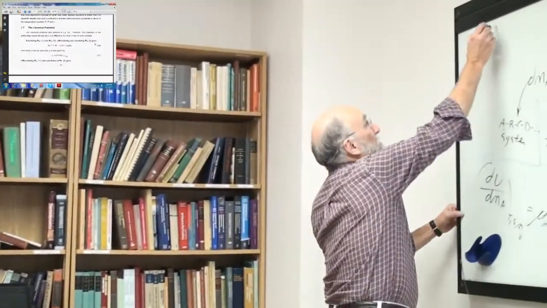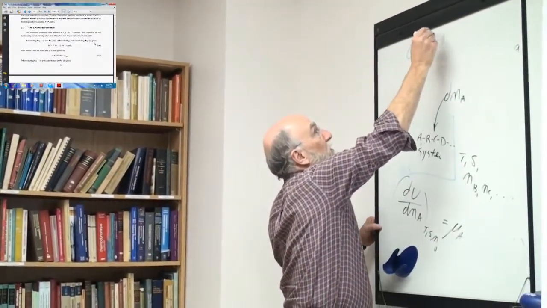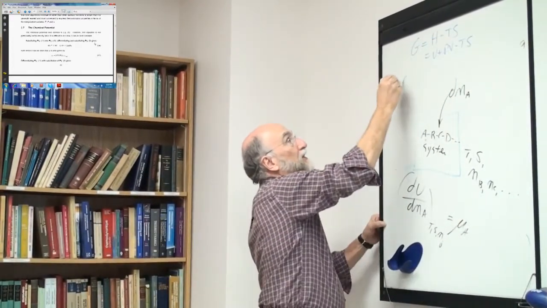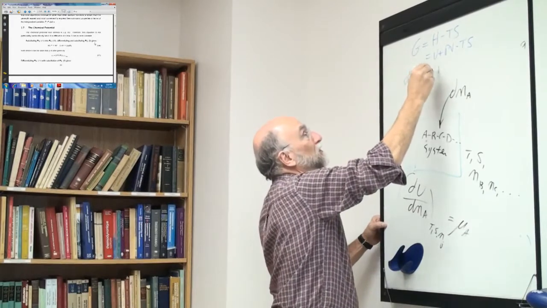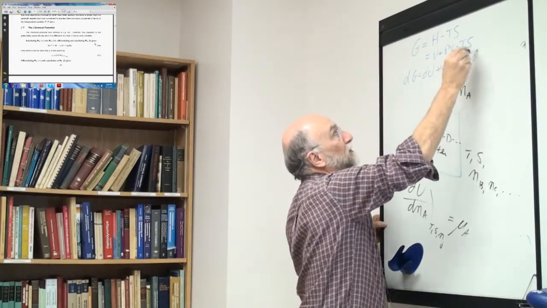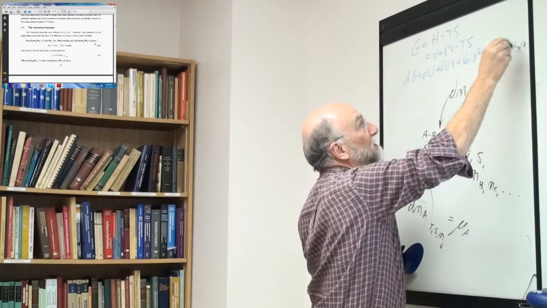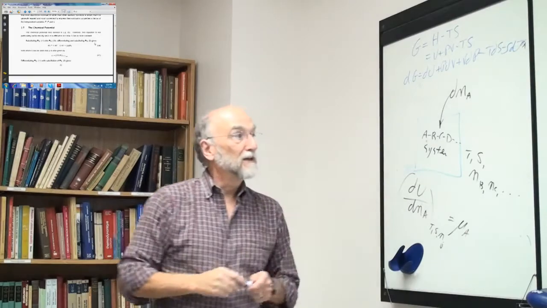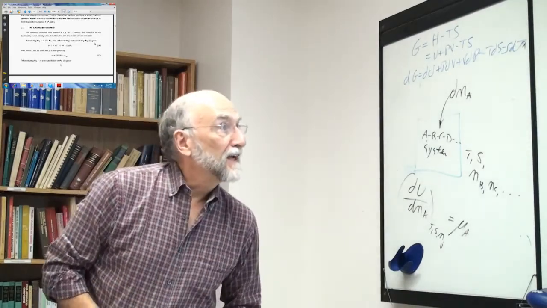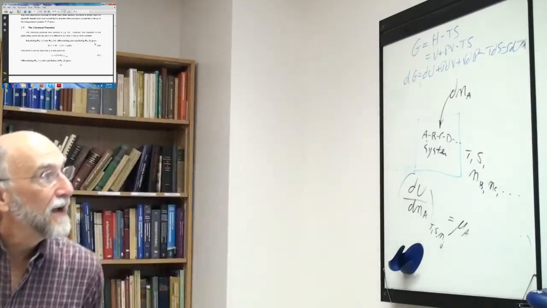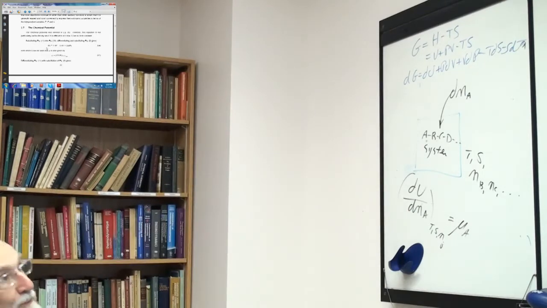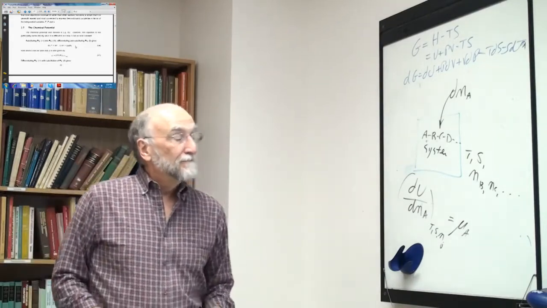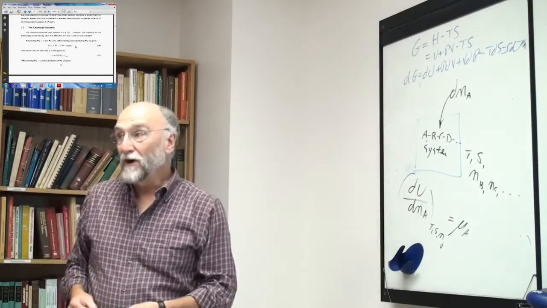What I'm doing here is I'm taking G is H minus TS, which is equal to U plus PV minus TS. I'm differentiating it. I'm saying dG is then equal to dU plus PdV plus VdP minus TdS minus SdT. To this I am substituting equation 9, and I end up with this equation: dG is VdP minus SdT plus sigma mu i dni. That's just fiddling around with the mathematics.